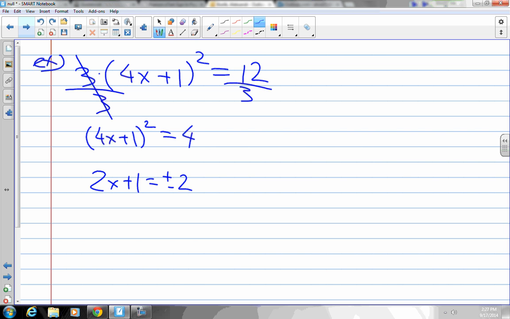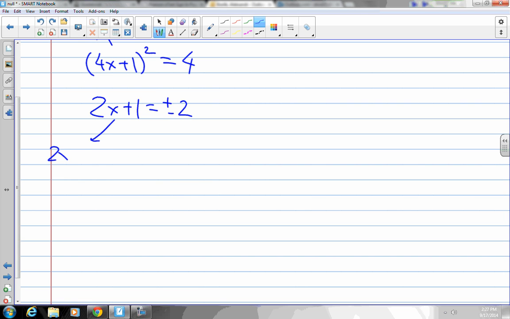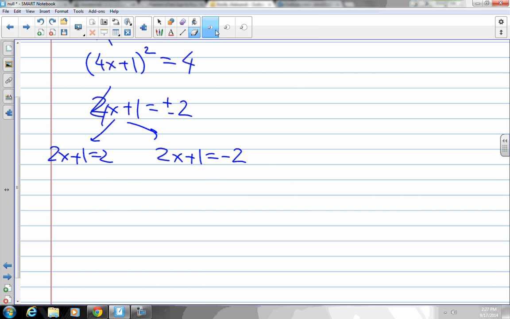Is that okay? So that's two pretty linear equations. 2x plus 1 equals 2. 2x plus 1 equals negative 2. Oh, I just wrote it wrong. You gotta tell me those things. It should be 4x plus 1. Okay.